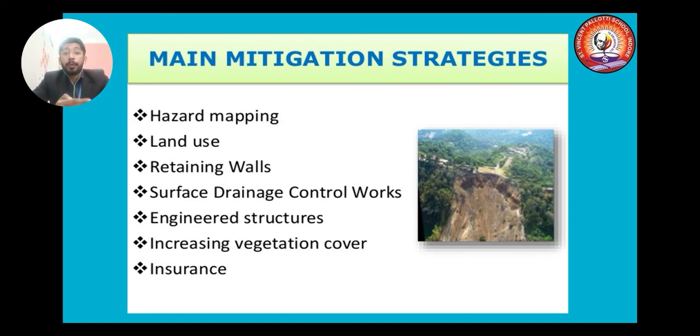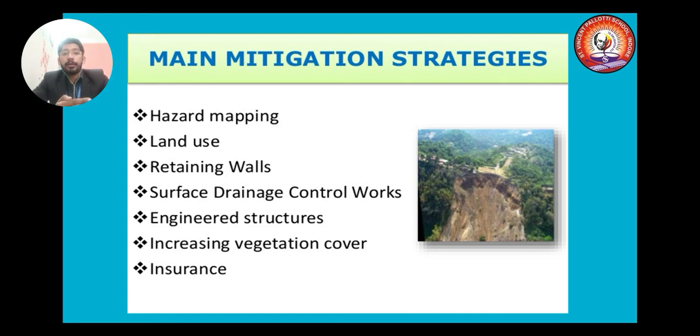Land use means proper use of land for vegetation and other cultivation so that the land remains fertile. Retaining walls means we build up walls in the slope areas so that there may not be any landslides. Surface drainage control works means we properly channel the flow of water so that there may not be any soil erosion. Engineered structures, which means we include modern technologies to find out better ways to conserve the land.